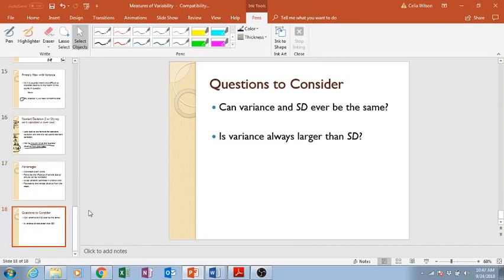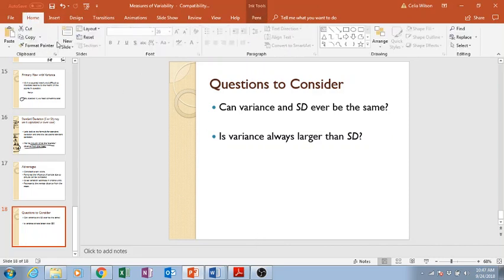Questions to consider. I think we're going to hold off on that because I want to give you a little look into why we care about standard deviation.